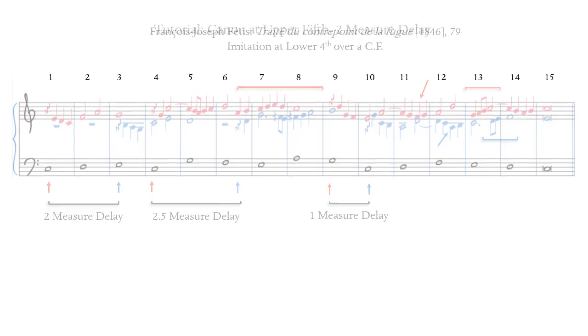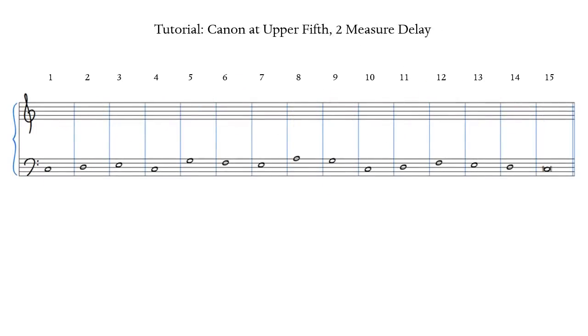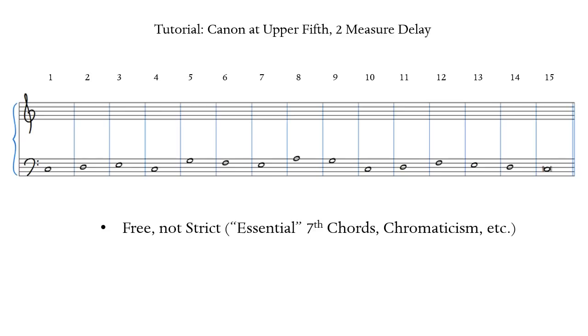For the tutorial, I'm going to compose a canon at the upper fifth with a 2-measure delay. The counterpoint is going to be free rather than strict. That means that we can use all of the unprepared essential 7th chords and secondary chromaticism that we learned about in the video on the counterpoint of dominant 7th chords. Just like Fetis, we also have the option of using rests when we get into a pinch, as well as breaking or adjusting the interval of imitation or the time delay of the imitation. Preferably, though, the ideal we are aiming for would be perfectly strict Fuchs-style counterpoint following a strict canonic rule consistently.